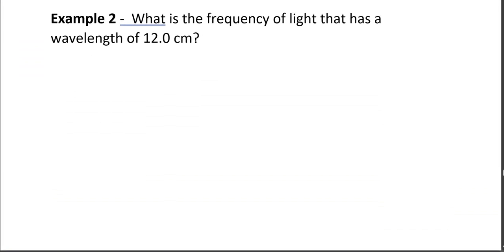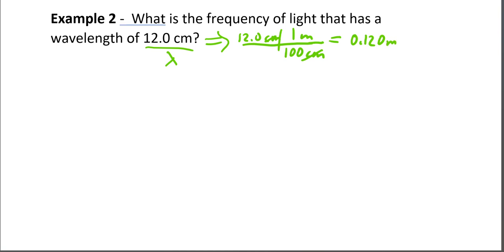It says, what is the frequency of light that has a wavelength of 12 centimeters? Well, we do have a wavelength here, but it must be converted into meters. So I need to say 12.0 centimeters and then go, well, there are 100 centimeters in 1 meter, because that's what the equality is. A meter is 100 centimeters. So my centimeters will cancel off, and I'll end up at 0.120 meters is my wavelength.